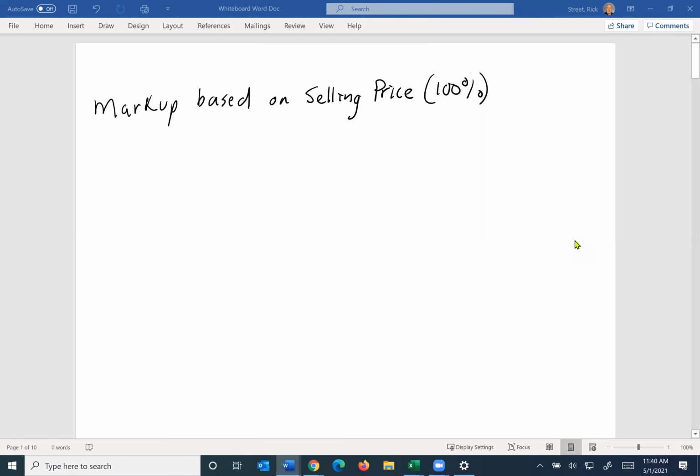Okay, I'm going to do markup based on selling price. And I like to use a format that is a little bit more tabular and also mimics an income statement. In other words, an income statement usually has on the top level sales revenues, or just sales, and then you subtract out costs to get to what's called a gross profit or a gross margin. So you'll have a sell price on an individual unit level.